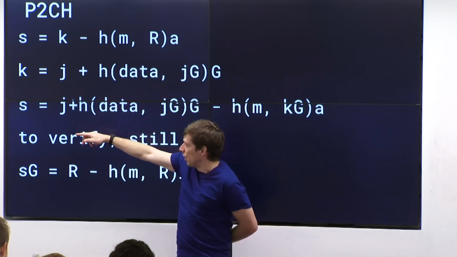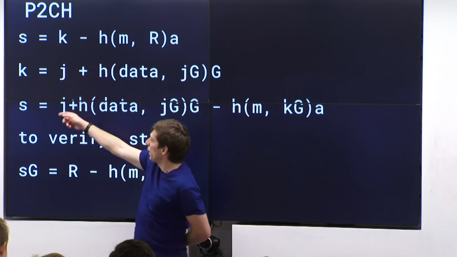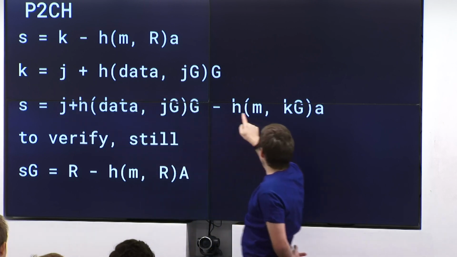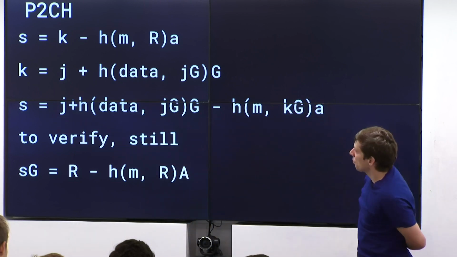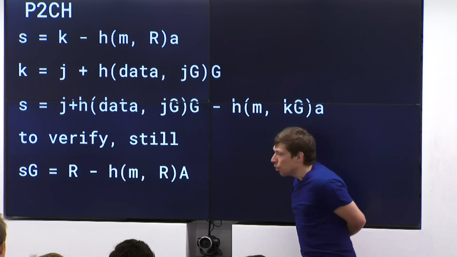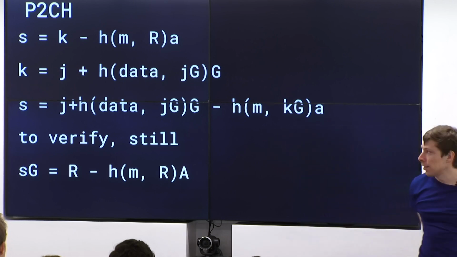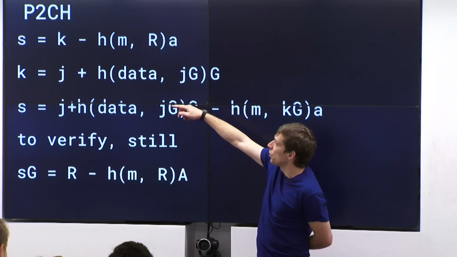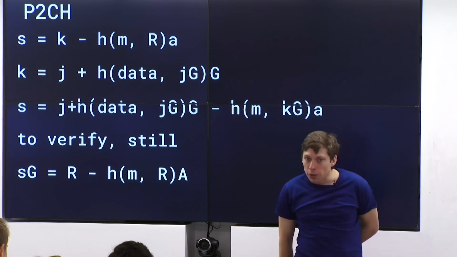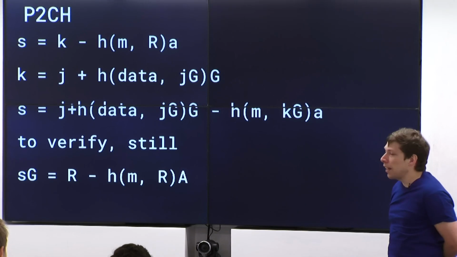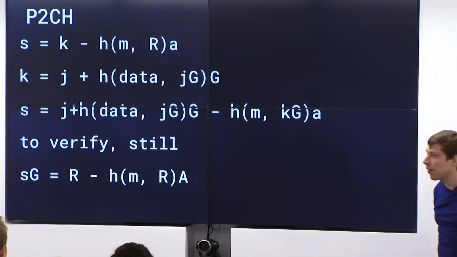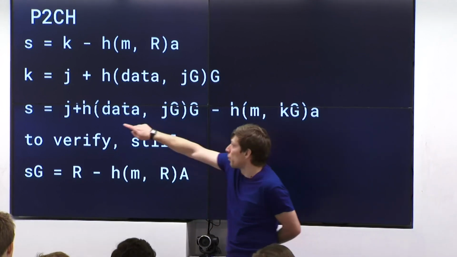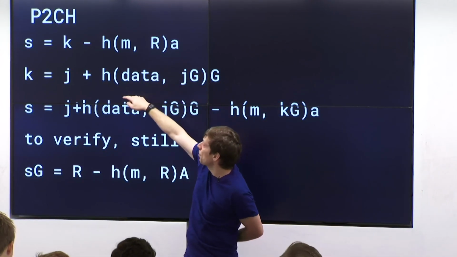And then the signature, it's still the same equation, right? I'm just saying, okay, it's this new K minus this thing. And so nobody necessarily knows that I'm doing this, right? If I just tell you R and S, the equation still holds. It's just that K is a little special, right? For anyone else, it looks like a random number, right? It's a random number plus this other hash, not times G.